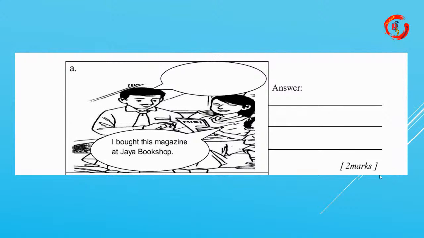I bought this magazine at Jaya Bookshop. Okay, the girl is answering, telling something, right? So what did the man ask? So that's what you should write. She's replying, I bought this magazine at Jaya Bookshop. So simple, isn't it? You don't need to think so much. The answer is very clear.